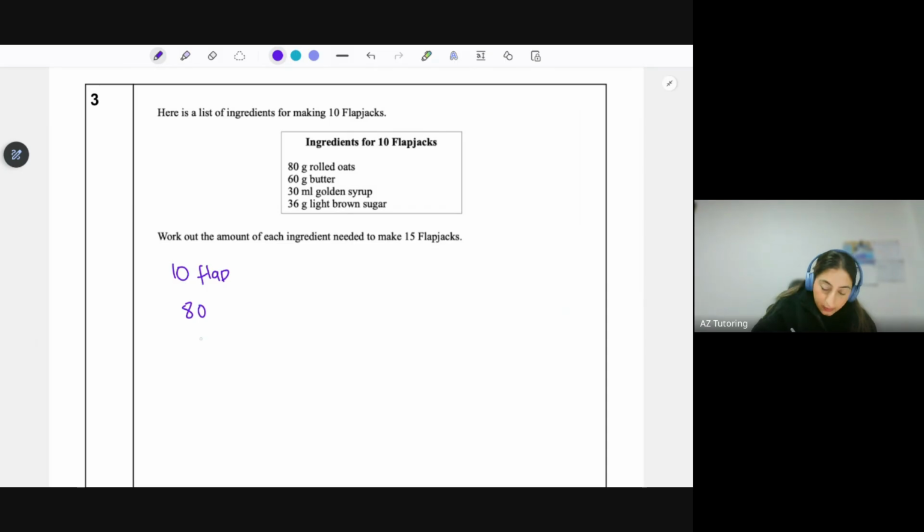so 80 grams of oats, 60 grams of butter, 30 ml of golden syrup, and 36 grams of light brown sugar. But we want to get to 15 flapjacks. You can't go from 10 to 15. It's a bit difficult to use 10 to find 15. So I would always divide to find out how much ingredients we're going to need to make one flapjack, and then times that amount of ingredient to find out how much we would need to make 15 flapjacks.